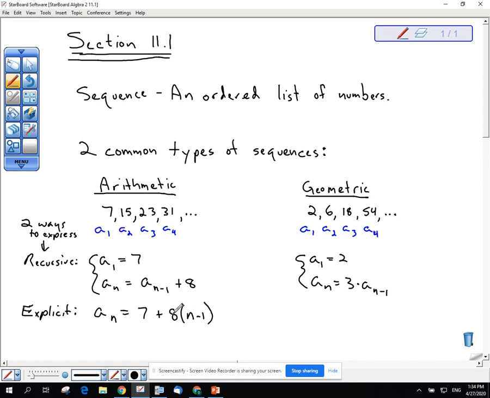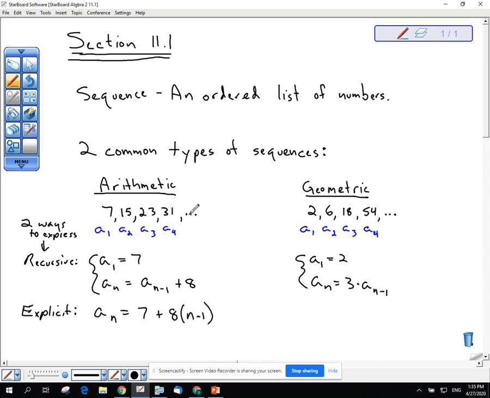See, we're going up by 8 a certain number of times. How many times? Well, n minus 1 times, because the first term, you're not going up by 8 at all. The second term, you're going up by 8 one time. 2 minus 1 is 1. 8 times 1 is 8. And 7 plus 8 is 15. That would produce the 15. If you want to check it right now, plug a 2 in for n in both places. This is A sub 2. Plug a 2 in here and see if you don't get 15 as an output.